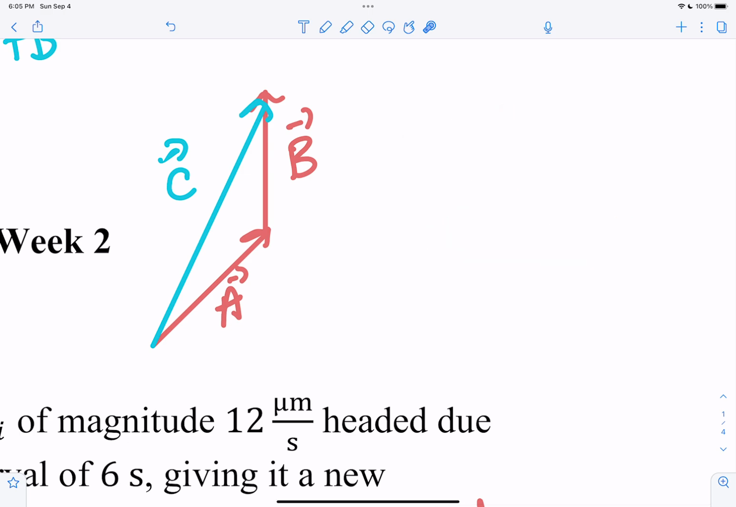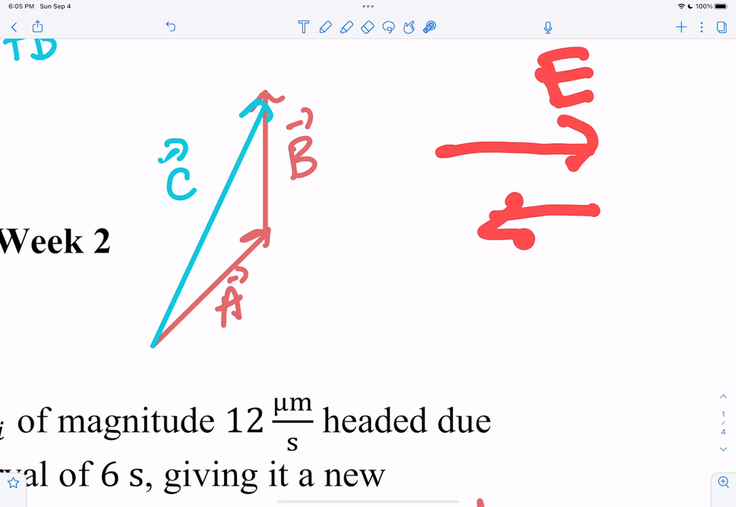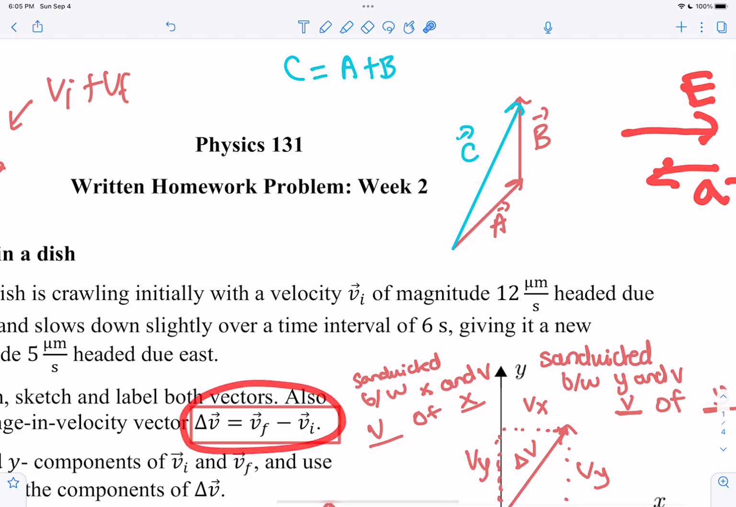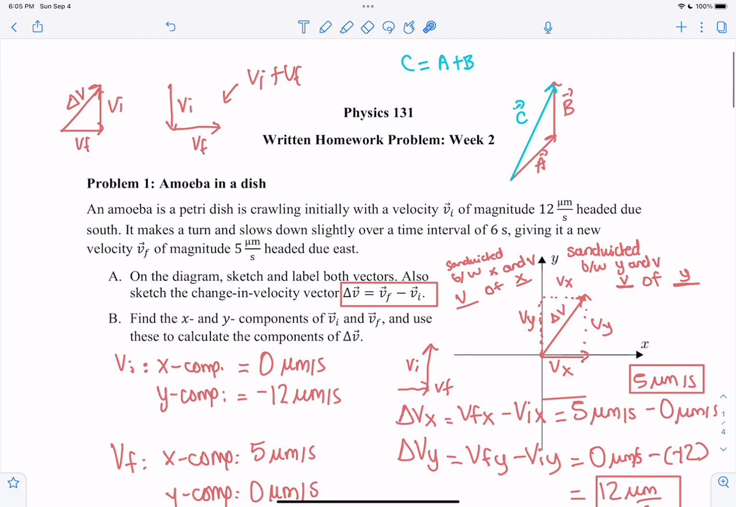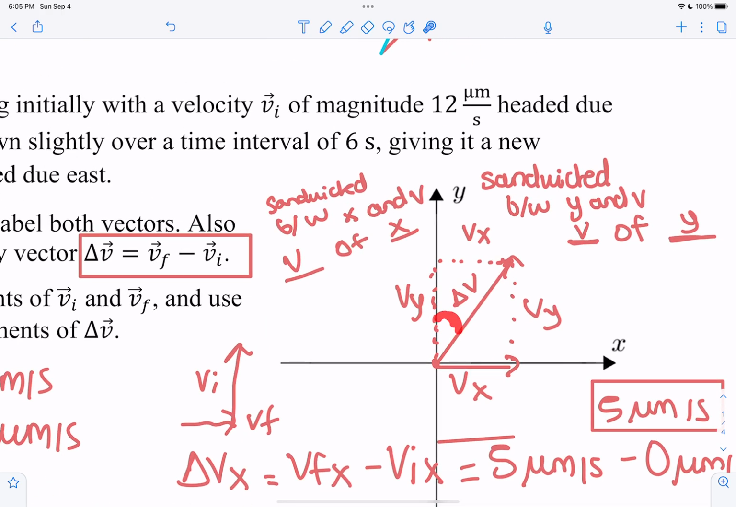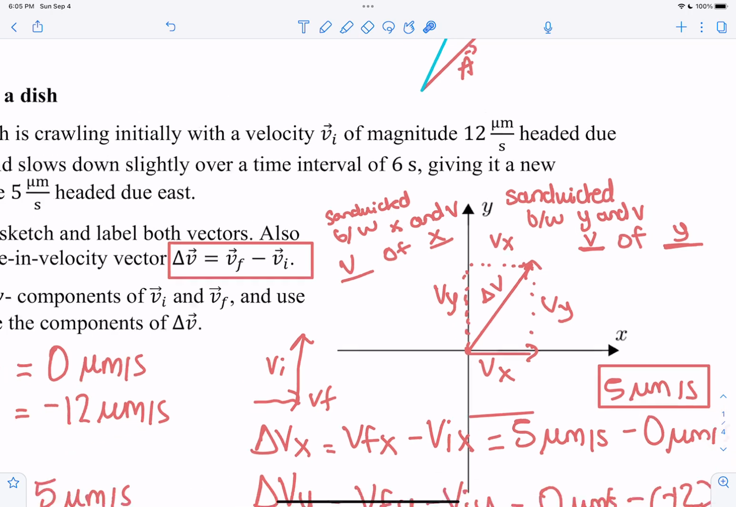So I could still very well be moving in the east direction, but I'm slowing down because acceleration is in the negative direction. So when they ask us to find delta V here, and then at the very end divide by time, it's only a matter of figuring out the direction of acceleration. That's why your direction here is a little weird and it's not indicative of the actual final direction of the amoeba. It's just indicative of how the velocity has changed over time.